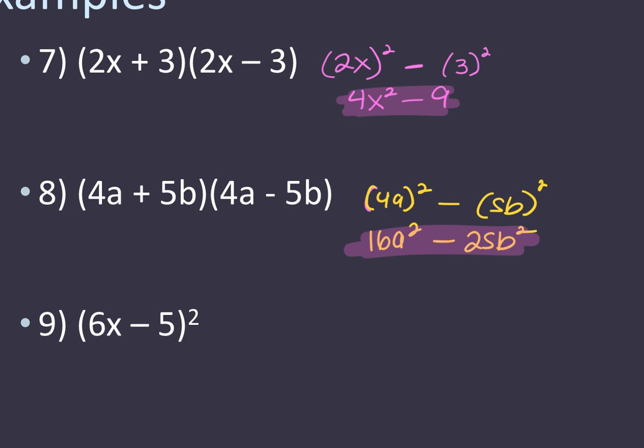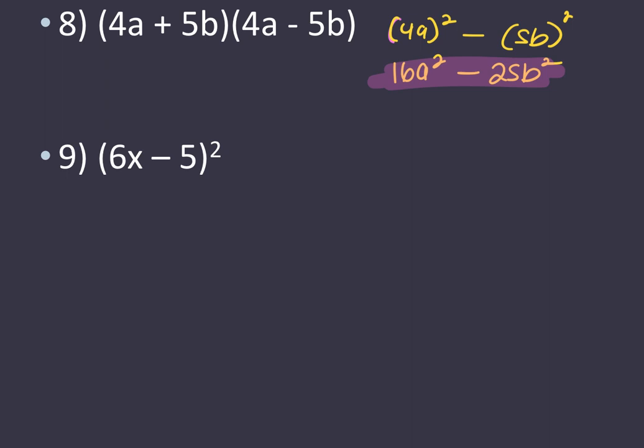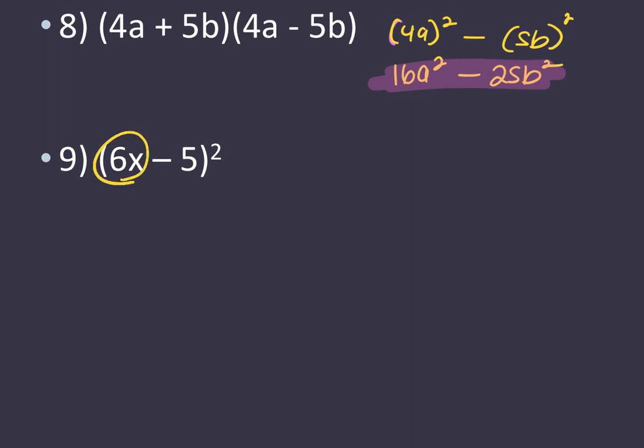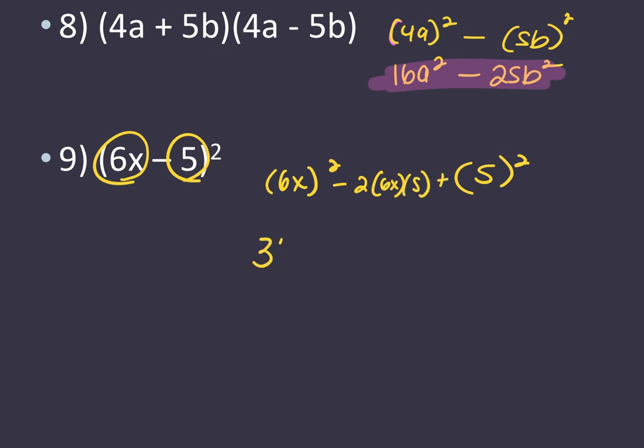All right, then 9 is your perfect square. And again, this time it's a minus. So I square the first term, 6x squared. I square the last term, 5 squared. And then I double the product. So negative 2 times 6x times 5. This is 36x squared. 6 and 5 are 30 times that 2, and I get negative 60. Good. And then 5 squared, 25.